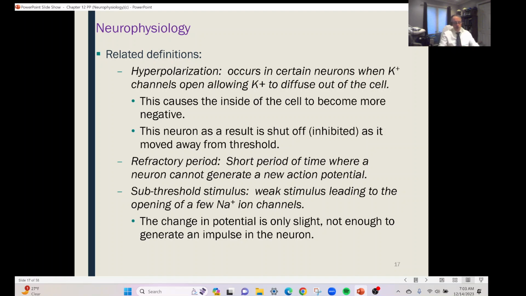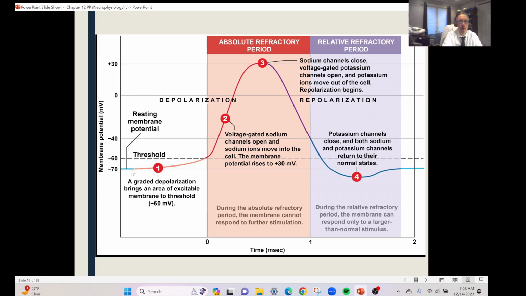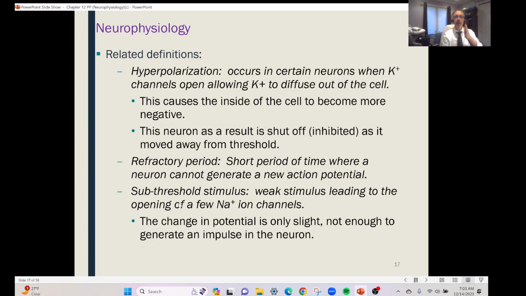Now, we assumed when we stimulated the neuron here that the stimulus was strong enough for us to get to threshold. That's not always the case. Sometimes you could have a weak stimulus, and that weak stimulus would only produce a graded potential if we didn't get to threshold. So we may need one weak stimulus, then another right after it, and another right after it, to get enough sodium in to reach threshold, right? These would be called subthreshold stimuli.